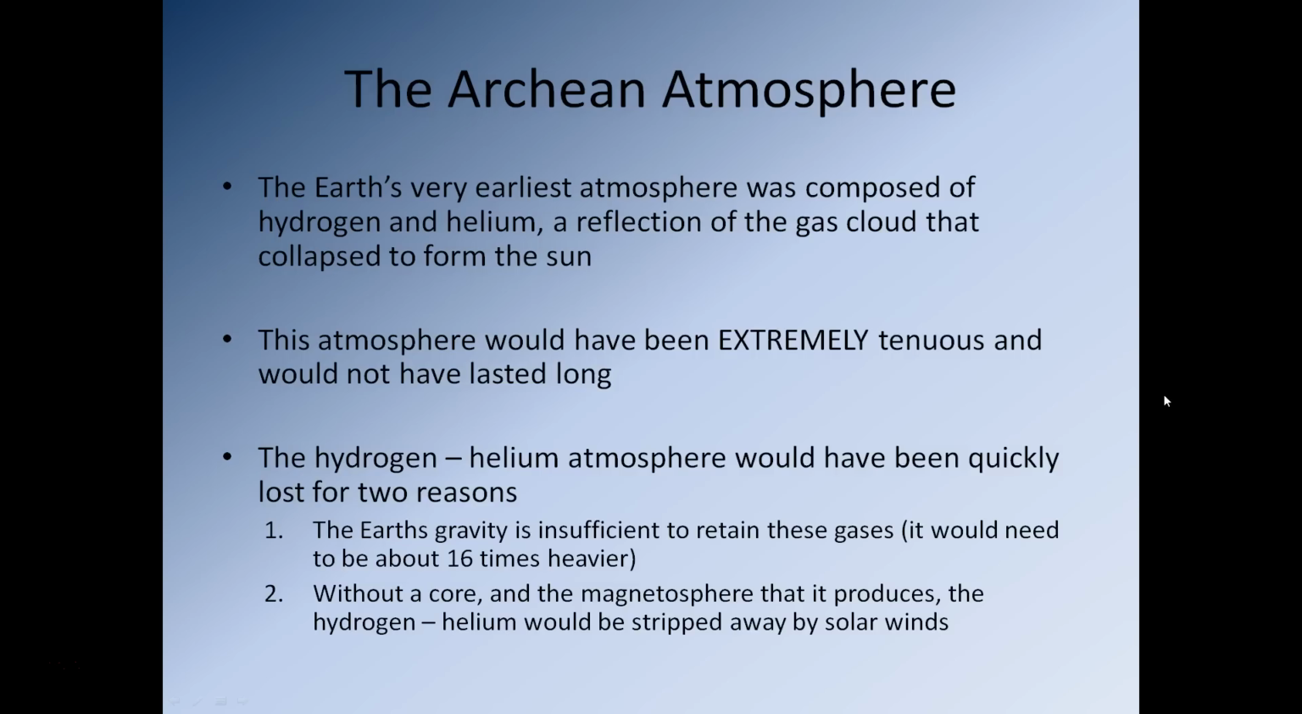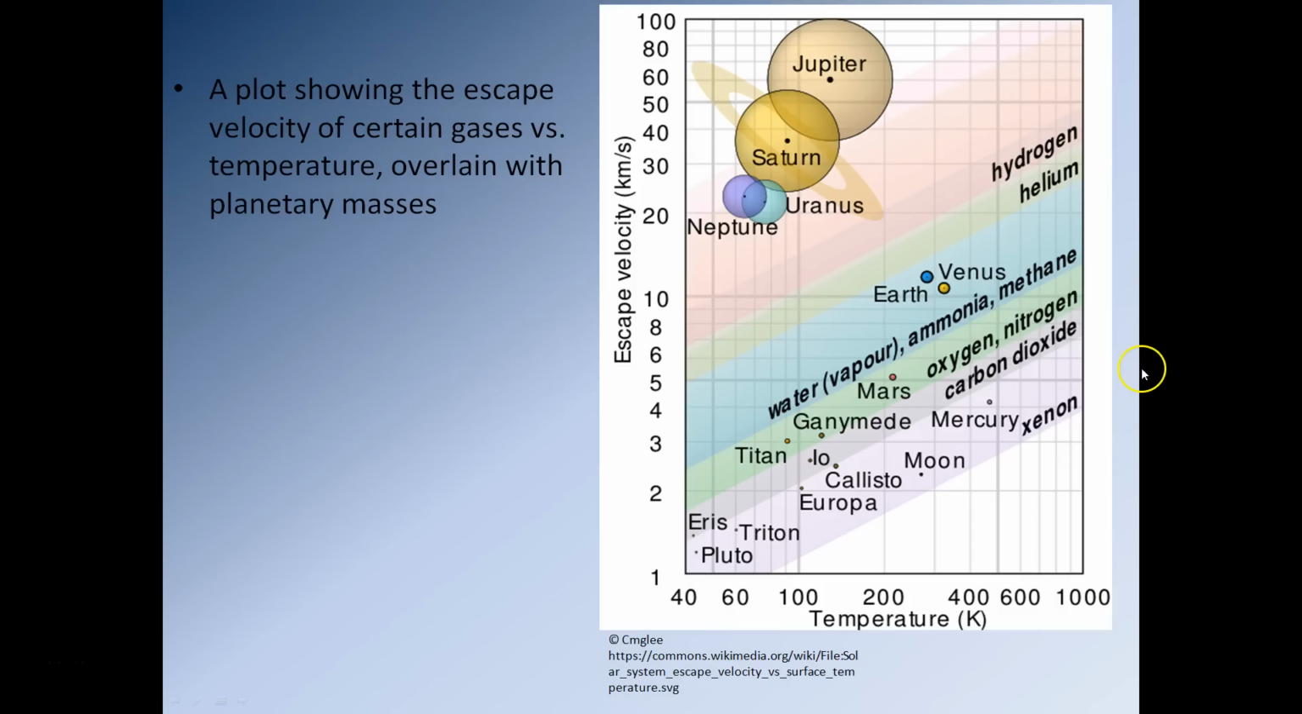So, of course, without the magnetosphere to protect it, our atmosphere would constantly have been pummeled by this solar wind, and that would have slowly stripped away the atmosphere as well. So the Earth's earliest atmosphere would have been hydrogen and helium, but it would have been lost very, very quickly.